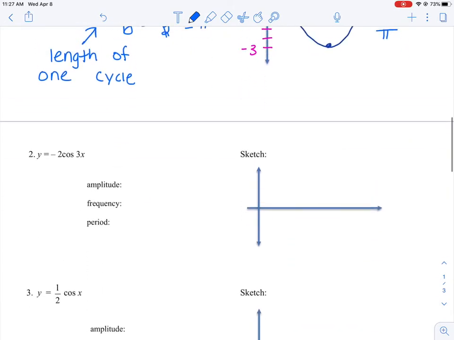So let's look at one more example. In this case, again, my amplitude is the number in front, or this a value, but it's always the absolute value of that. So your amplitude is 2. What this negative does, just like any other function, like sine functions, like parabolas, like polynomial functions, this negative in front is going to reflect over the x-axis.